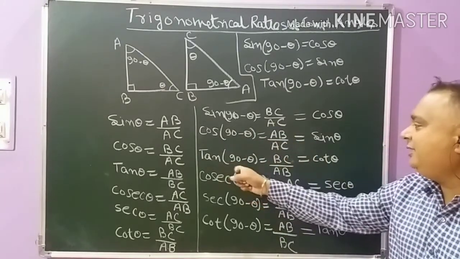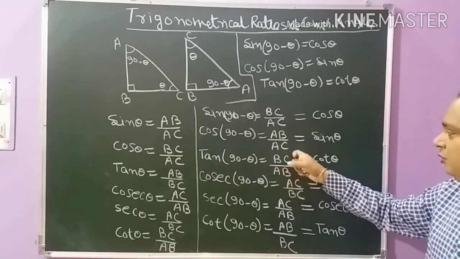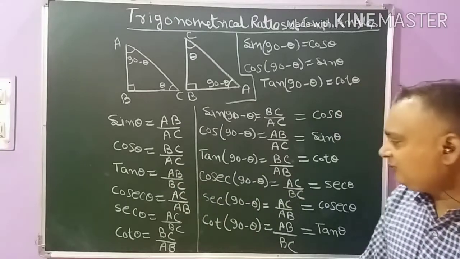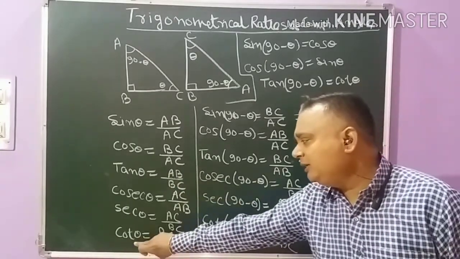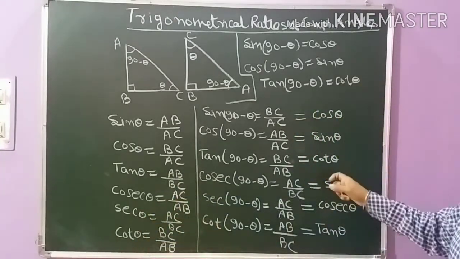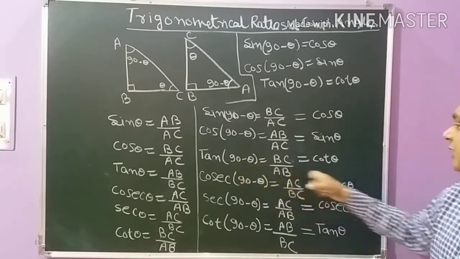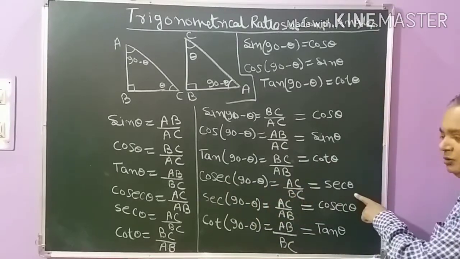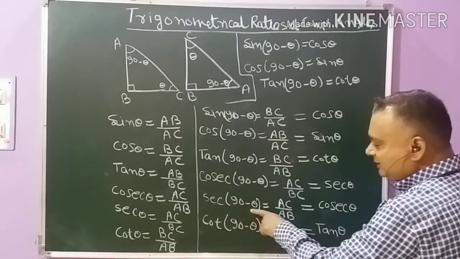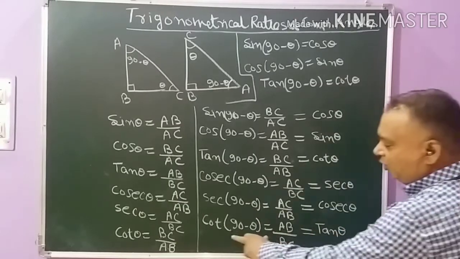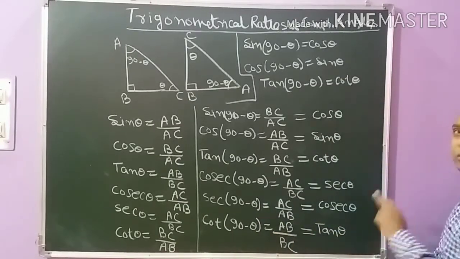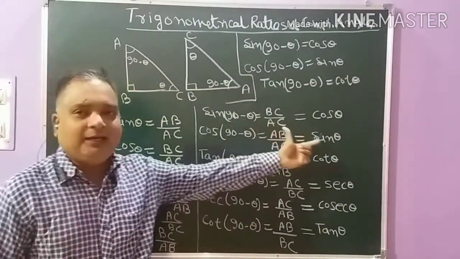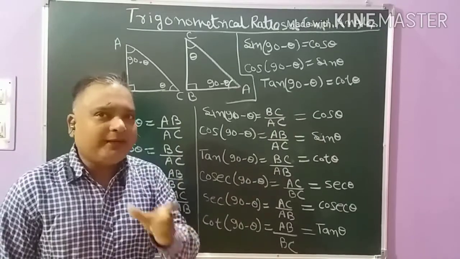Next, tan 90 minus theta equal to BC upon AB. What is the value of BC upon AB? The value of BC upon AB is cot theta. So we can write tan 90 minus theta equal to cot theta. Similarly, cosec 90 minus theta equal to sec theta, sec 90 minus theta equal to cosec theta, and cot 90 minus theta equal to tan theta. So these six equations are the relations between an angle and its complementary angle for trigonometric functions.